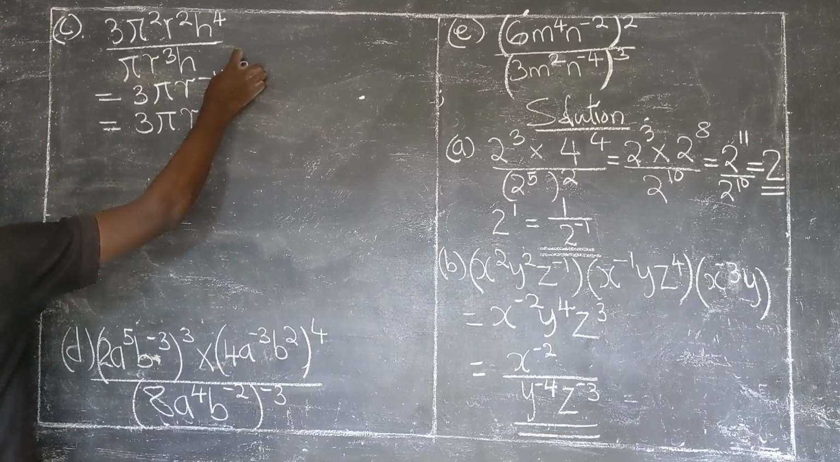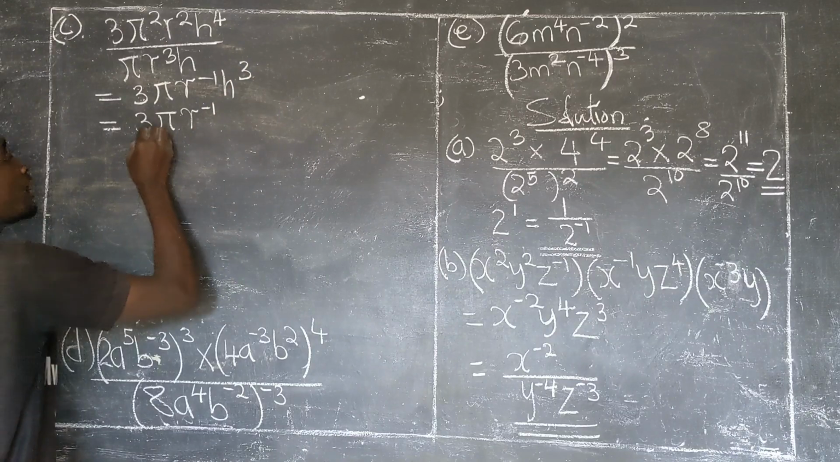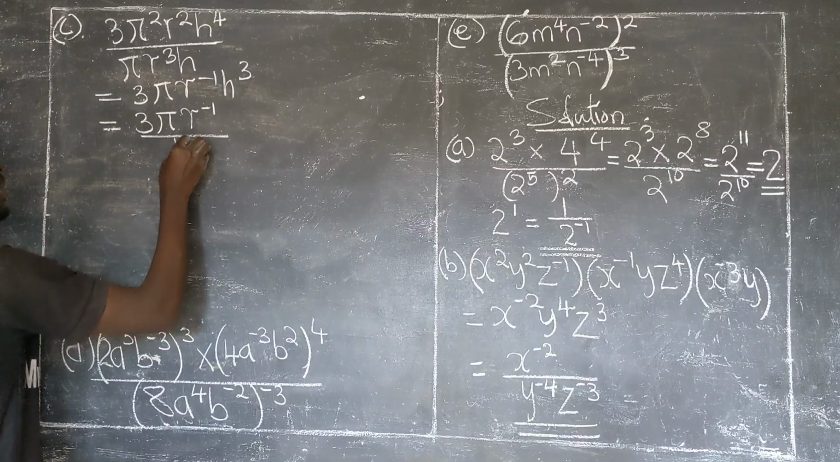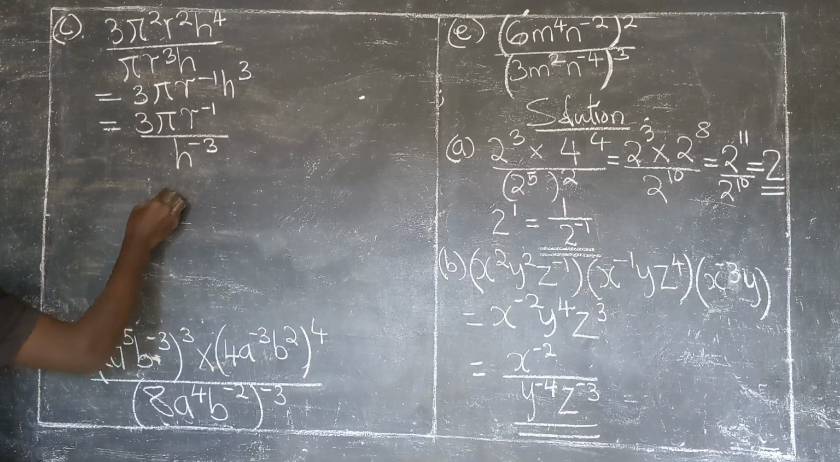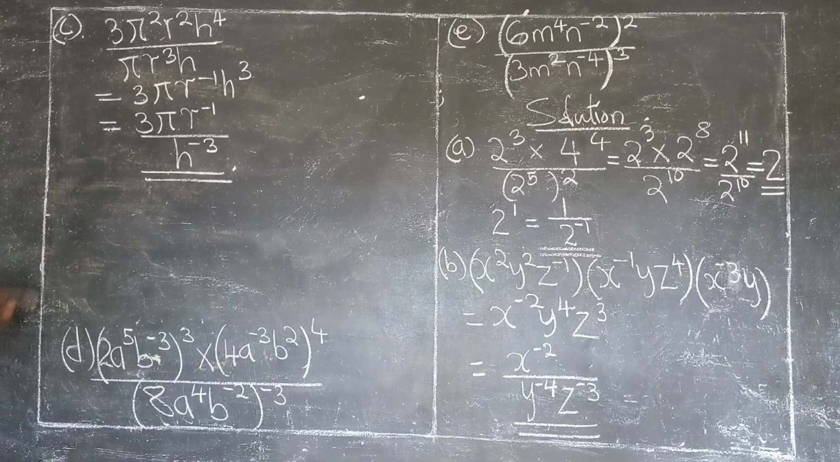Now we reciprocate this so as to make this exponent become negative. So it will be divided by h raised to negative 3. Now this is the answer: 3 times pi times r raised to negative 1 divided by h raised to negative 3.